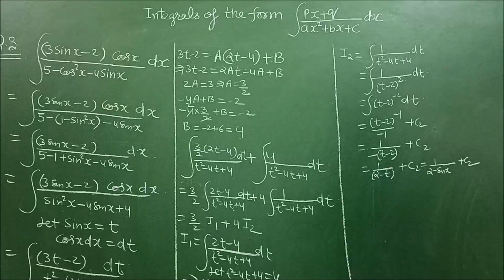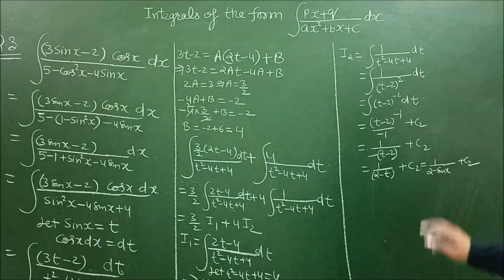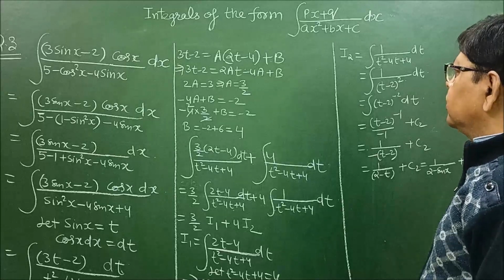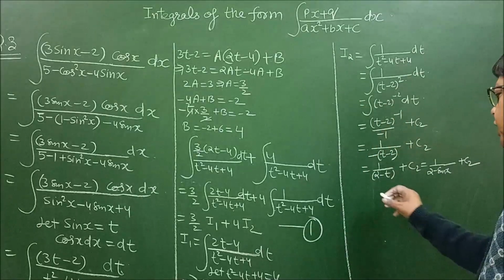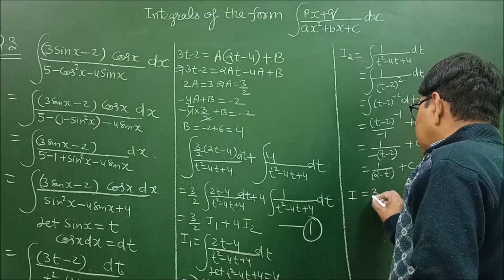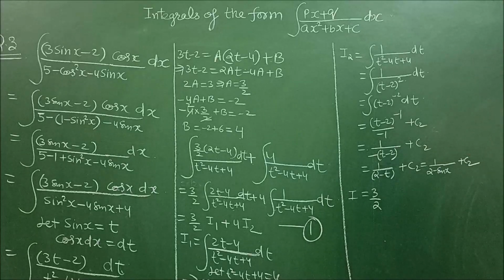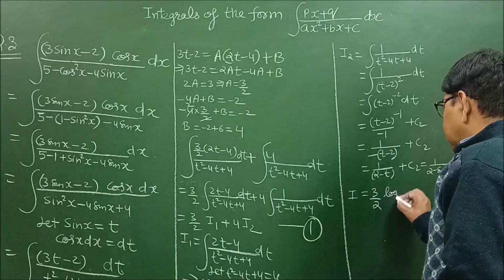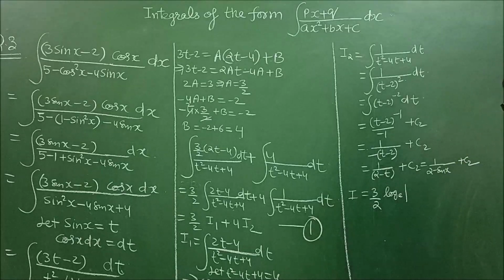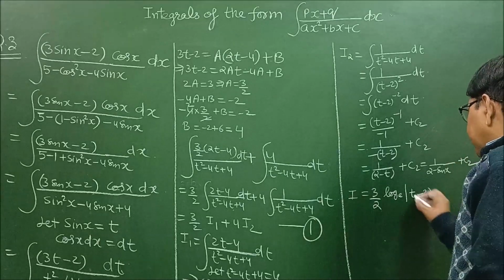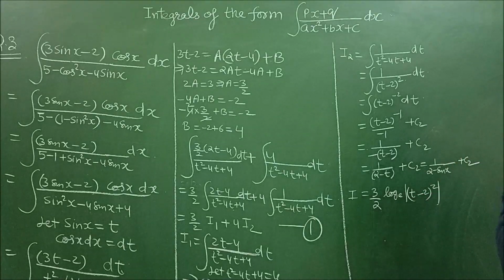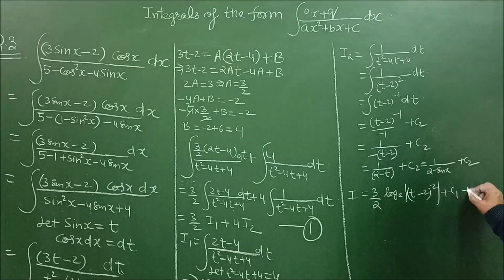Now putting the values of I1 and I2, the integral I is equal to 3 upon 2 into I1, which is log of t square minus 4t plus 4, which can be written as t minus 2 whole square, plus c1, plus we have calculated 1 upon 2 minus sin x plus c2.